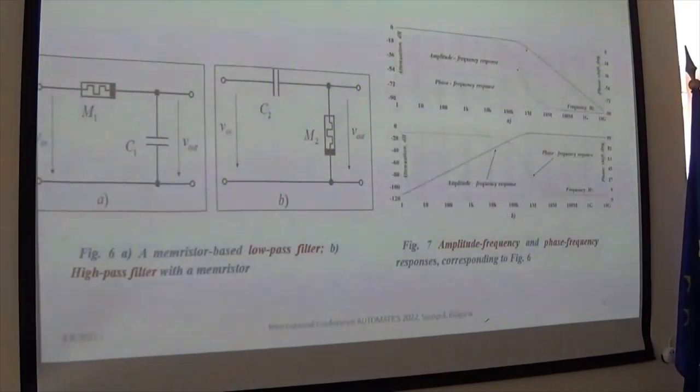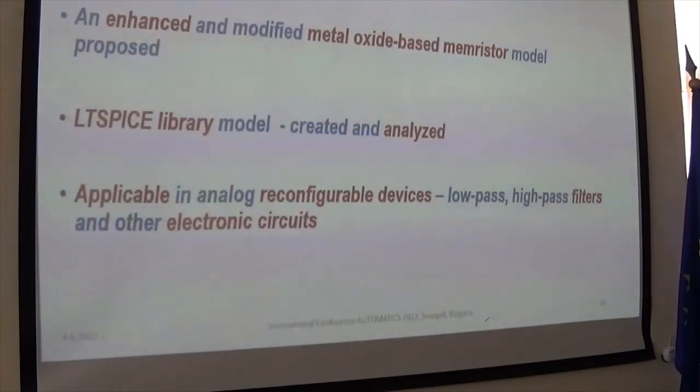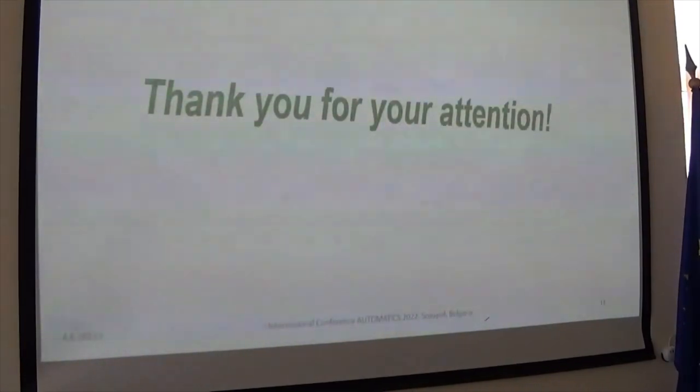Here are presented two simple schematics of analog filters, respectively a low-pass filter and a high-pass filter. In the operating mode, the input voltage is lower than the activation threshold, and M1 and M2 are constant resistances, and the amplitude-frequency and phase-frequency responses are changed by an external voltage process with a level higher than the activation threshold. And the conclusion is very similar to the previous one: application mainly in reconfigurable devices as filters, generators, and other types. Thank you for your attention.